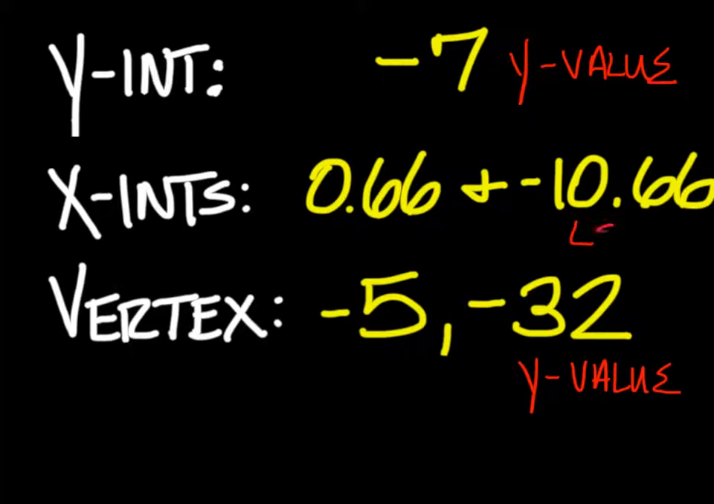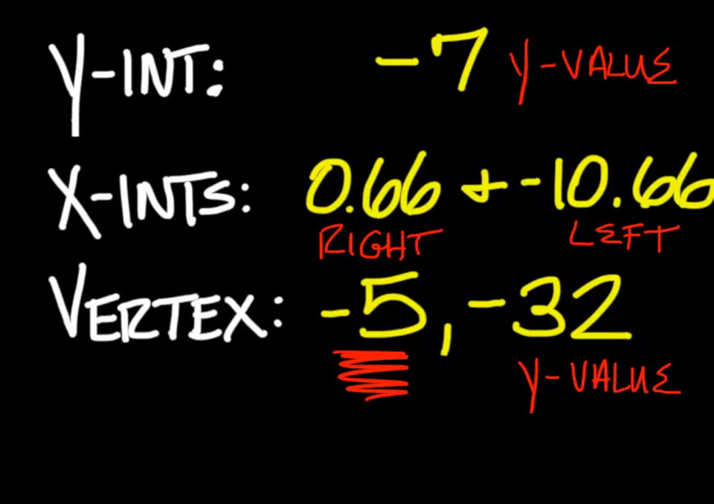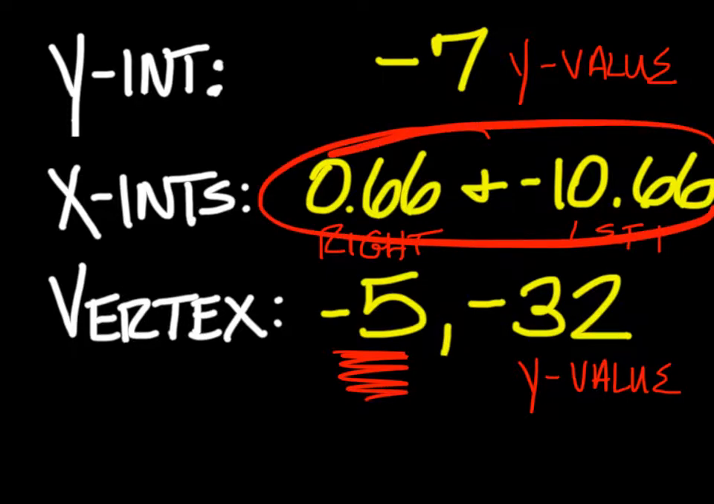Yeah, we're going to have to go to the left at least negative 10.66, and then to the right at least 0.66. That's all we need to account for on the x-axis. Now we have a negative 5 here, that's an x value, but it's in between these two, so it's already accounted for. So with that information, we have to go to our graph paper and figure out where to put these axes so that we don't waste a bunch of paper and we can zoom our graph in and get a better view of it.